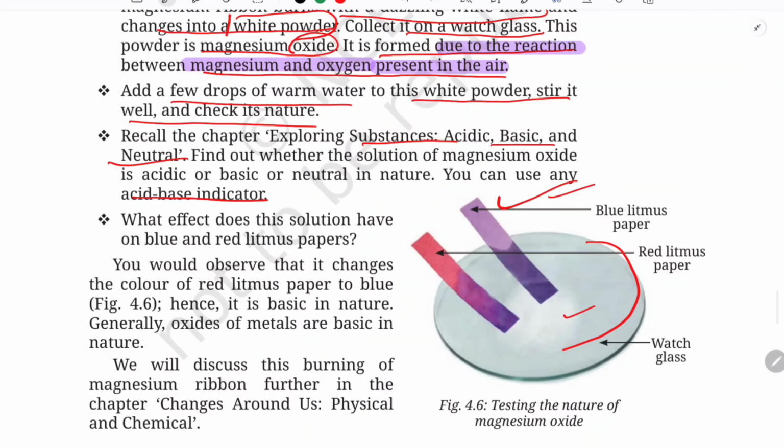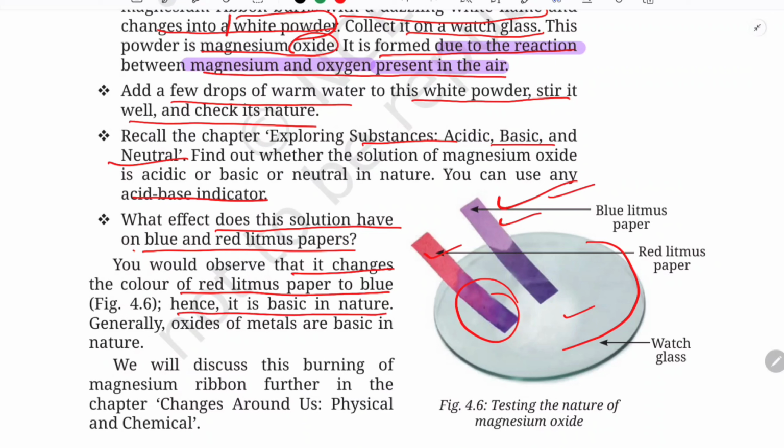This is the watch glass and this is the white powder here. You see, the blue litmus paper doesn't turn color and the red litmus paper turns blue. What does that indicate? It indicates that it is basic in nature, that is, the magnesium oxide is basic in nature. Okay, so what effect does the solution have on blue and red litmus paper? You would observe that it changes the color of red litmus paper to blue, hence it is basic in nature.